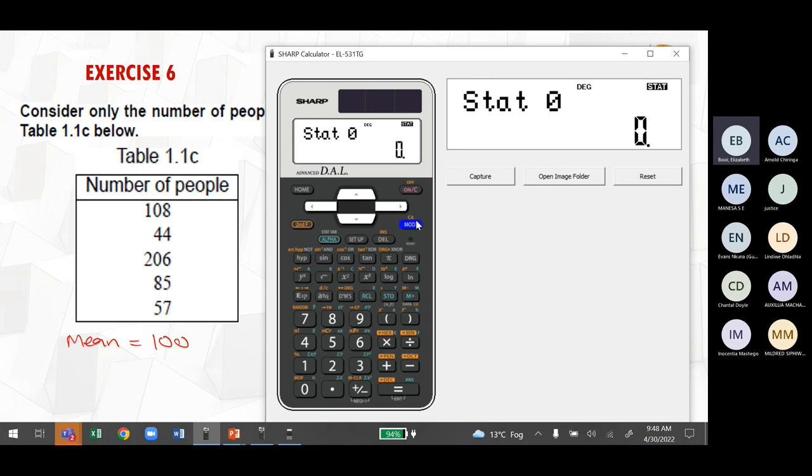Second function CA to clear my calculator from any stored value. 108 M plus, 44 M plus, 206 M plus, 85 M plus, 57 M plus, and then on and off, alpha 4, equal. I get 100. So it means my mean is 100.